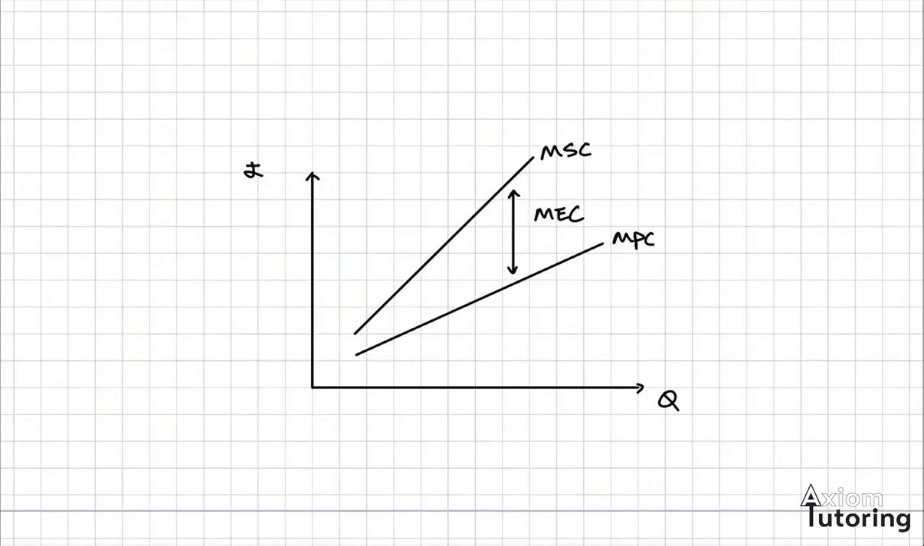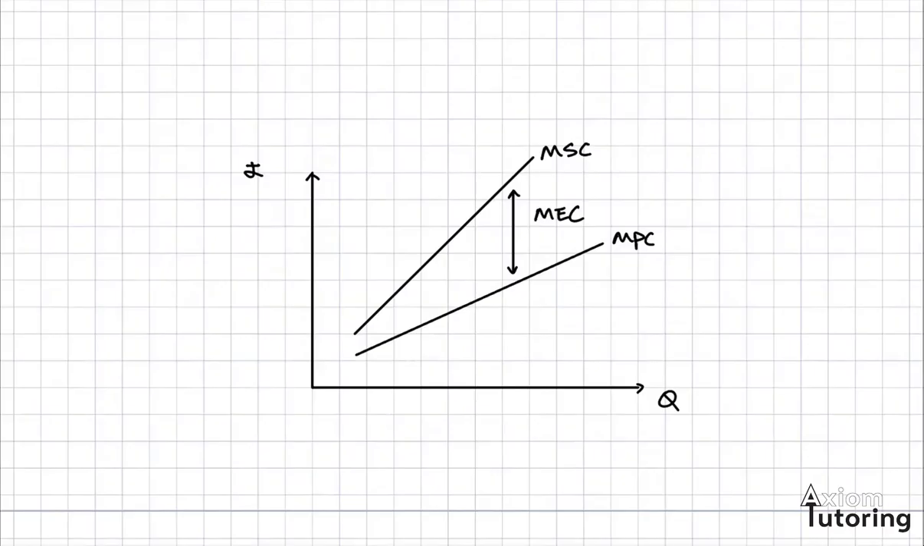And the vertical distance between marginal social cost and marginal private cost represents the marginal external cost. The gap shows the size of the external cost per extra unit produced. The bigger the gap, the larger the extent of the external damage. This situation happens when we have negative externalities of production. For example, pollution from factories, traffic congestion, and plastic waste production.